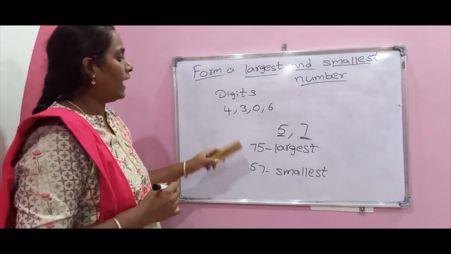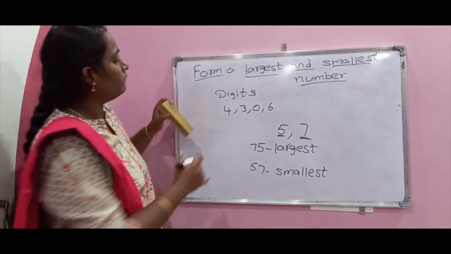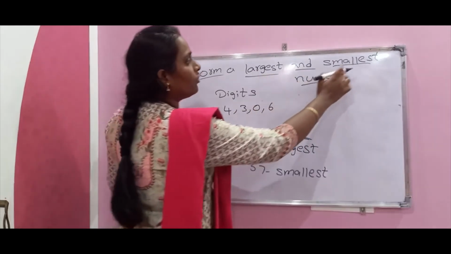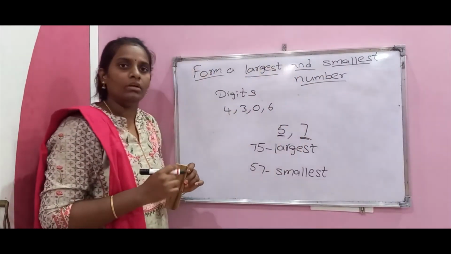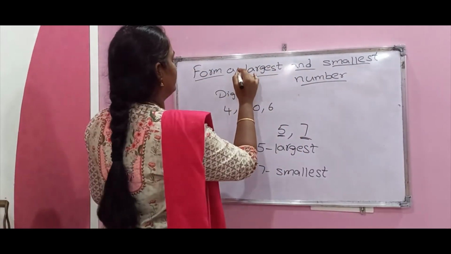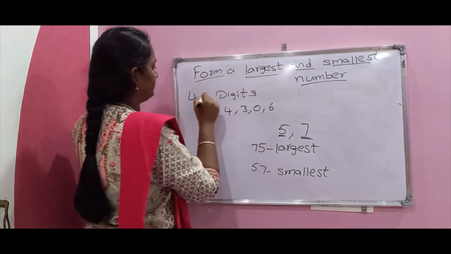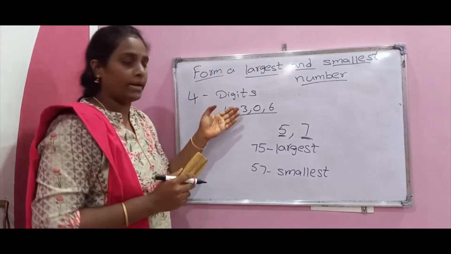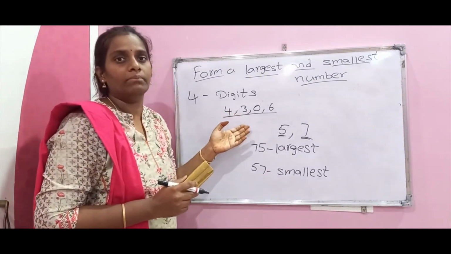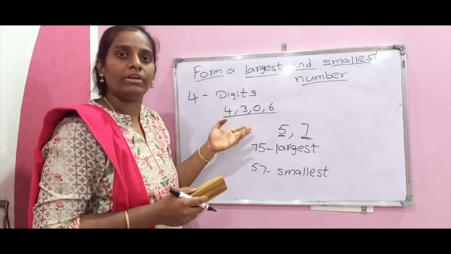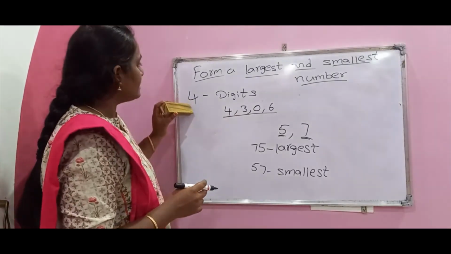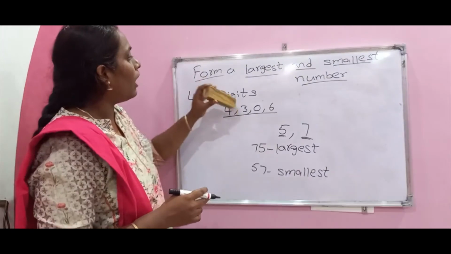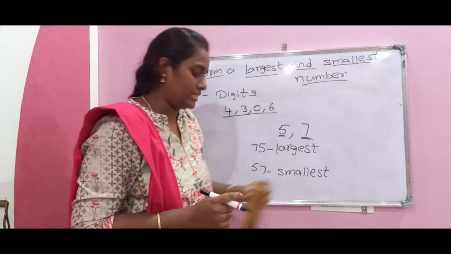Understood? Like that, we have to form a 4-digit largest number and a 4-digit smallest number. Because here they give 4 digits. We can form a 5-digit number using these numbers if we repeat the digits, but they are asking for a 4-digit number. Using the 4 digits, we have to form the largest and smallest number.